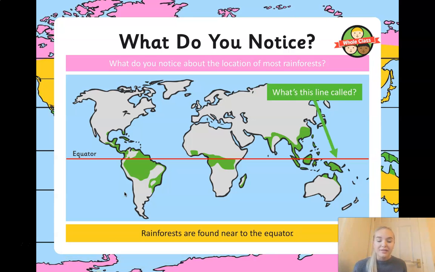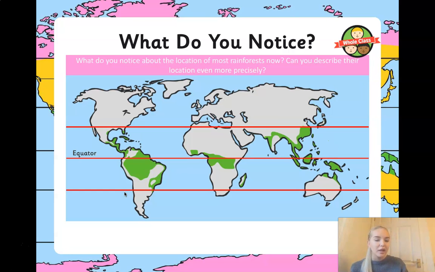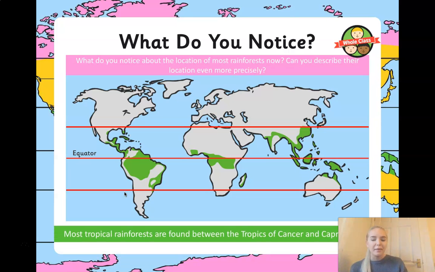And rainforests, particularly tropical rainforests, are found near to the equator. Now we know that there are 2 lines, one line slightly above the equator, and one line slightly below the equator. What did you notice about the location of most rainforests now? Can you describe their location even more precisely? Pause the video and have a think. Okay, so did you remember that most tropical rainforests are between the 2 tropics, the Tropic of Cancer and the Tropic of Capricorn? Do you remember which line is the Tropic of Cancer?